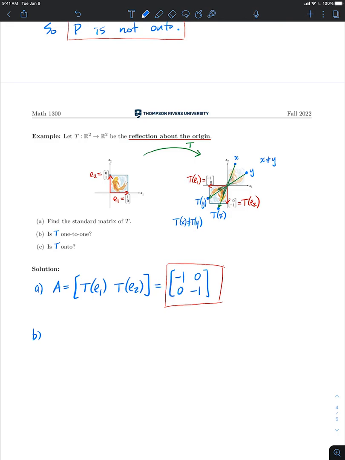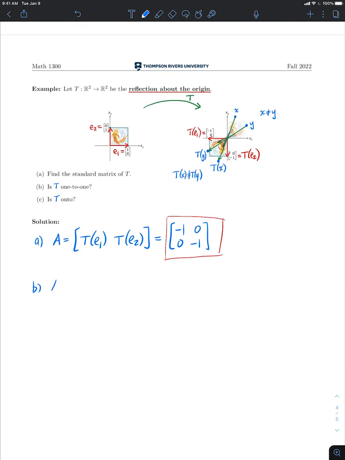Well, what we're going to do is assume that we've got what would it look like if these were the same. We're going to prove that if these 2 points are the same, the only way that can happen is if these 2 points are the same. And if we can prove that, then that's enough to say that T is 1-to-1.